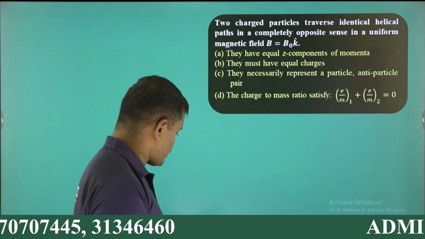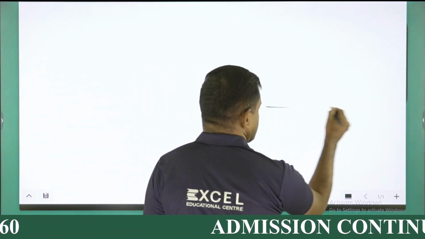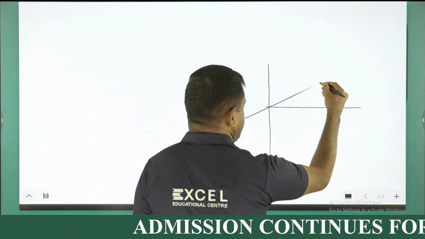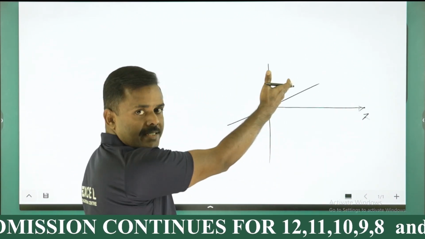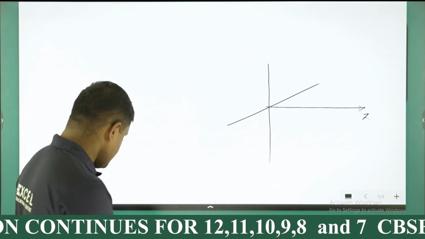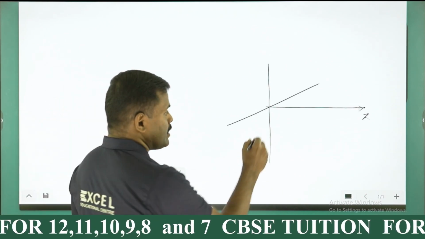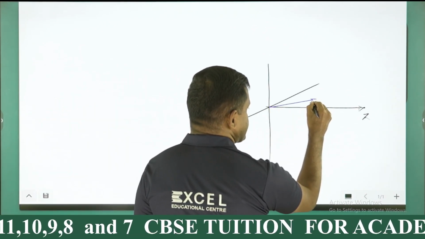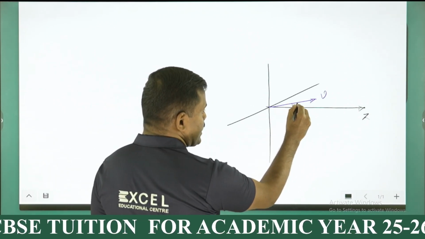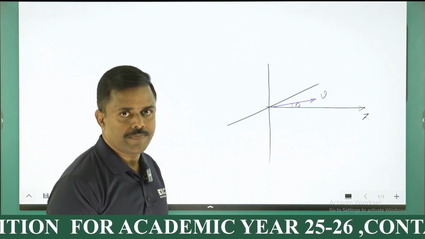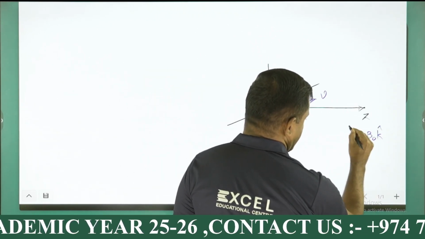Now let us see the concept here. Imagine you have three coordinate axes. These are called x, y, z. For convenience, I call this z axis. One of them is x, the other is y. Now what if a charged particle enters this magnetic field? Just imagine a charged particle enters this magnetic field with a velocity v. It makes an angle theta with the z-axis. The magnetic field is on the z-axis. It is given in the question, B0 k cap.